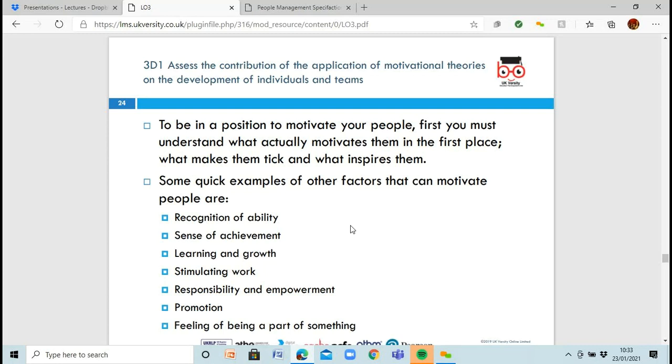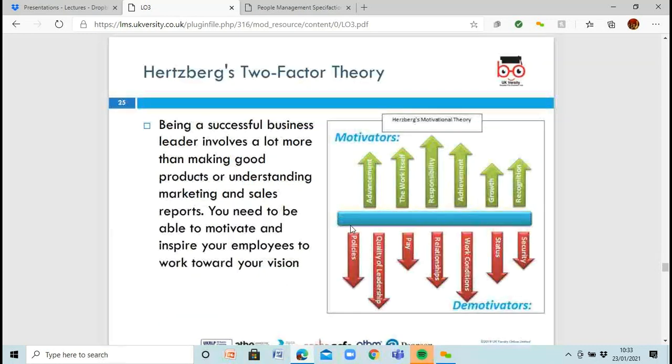To actually be in a position to motivate people, you need to understand what motivates them in the first place. Once you've got that down, then you'll know how to get them to work towards the goals. So these are some factors and examples of how people can be motivated: recognizing their ability, sense of achievement, learning and growth, stimulating work, responsibility and empowerment, promotion, and feeling of being a part of something.